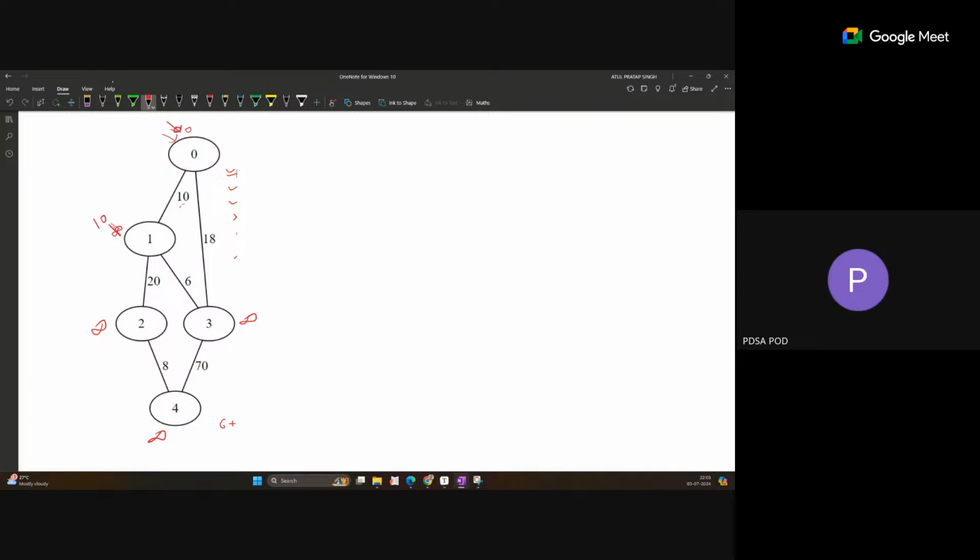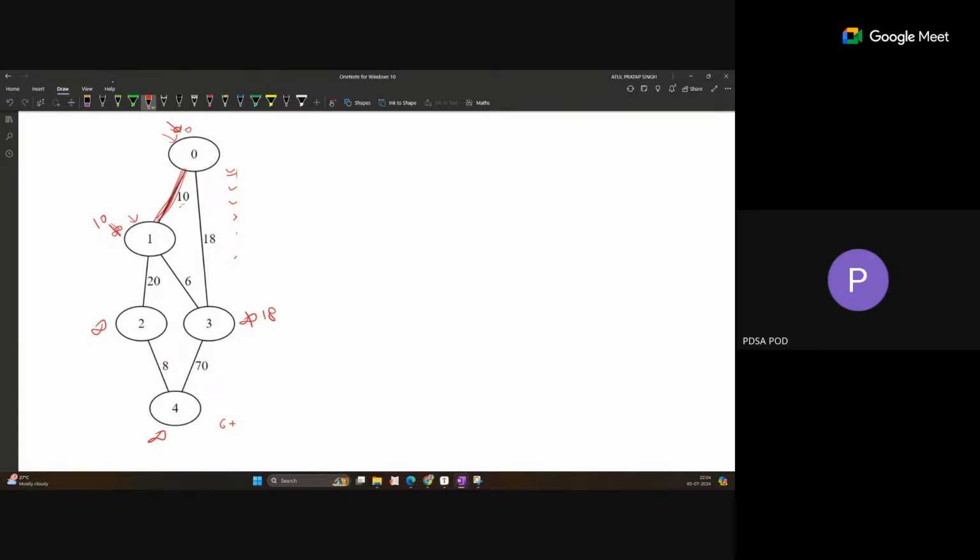And the same thing from 0 to 3. This is 18, so 18 will be updated here. Now we will pick the smallest distance, so this is the node we select. And when we are picking this vertex, we will consider this as a tree edge. So now this will be selected as a tree edge.